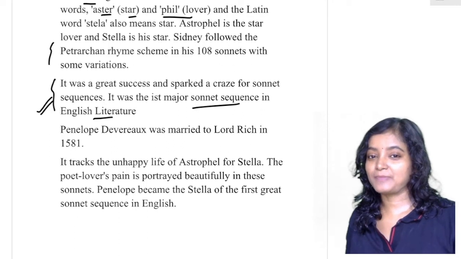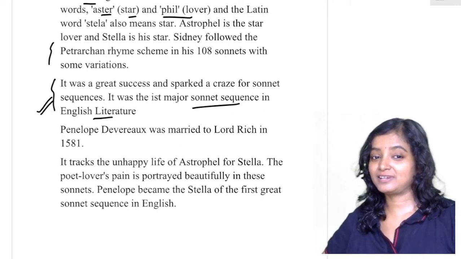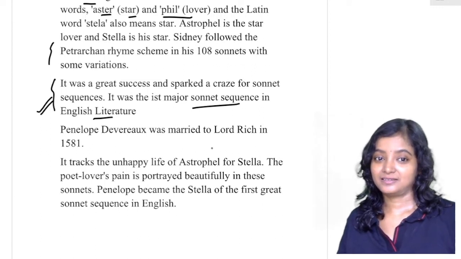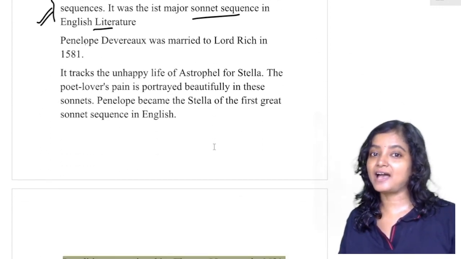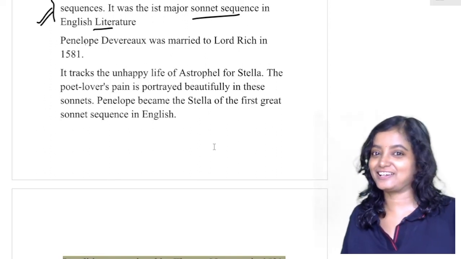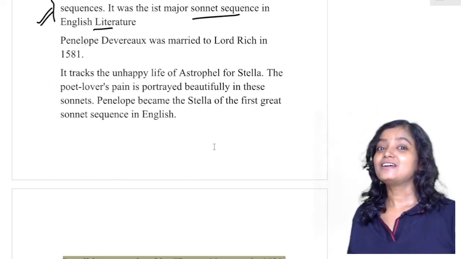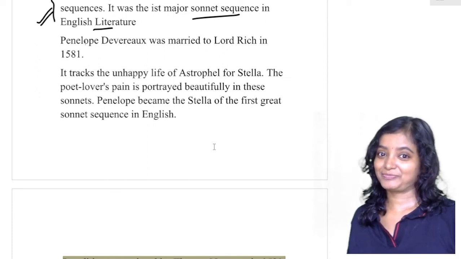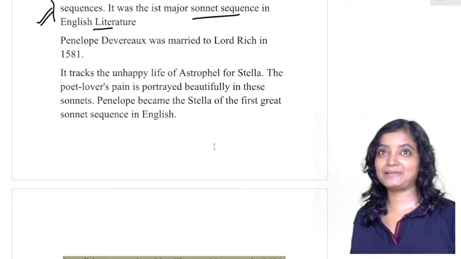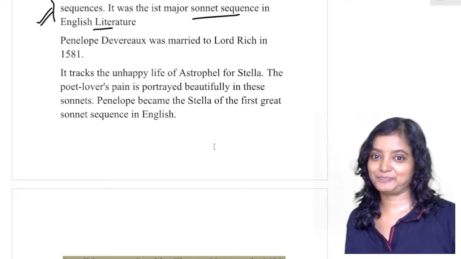Penelope Devereux was married to Lord Rich in 1581, and this sonnet series tracks the unhappy life of Astrophel. Astrophel did not get his Stella. Stella married someone else, and this pain, this agony, this bereavement, this lamentation was expressed here.